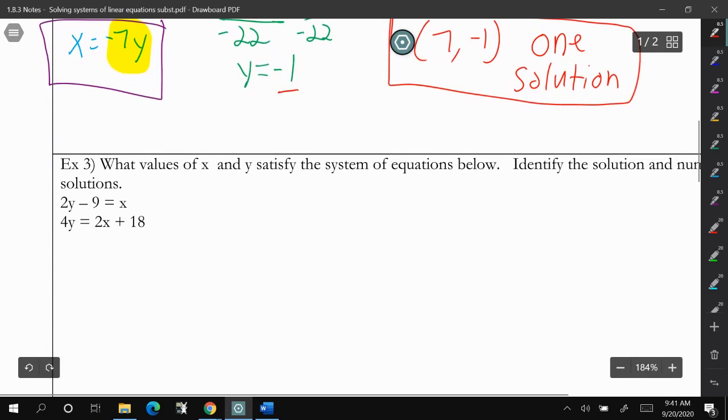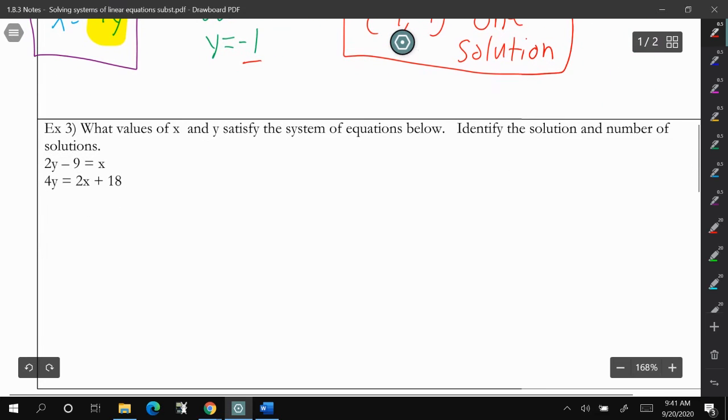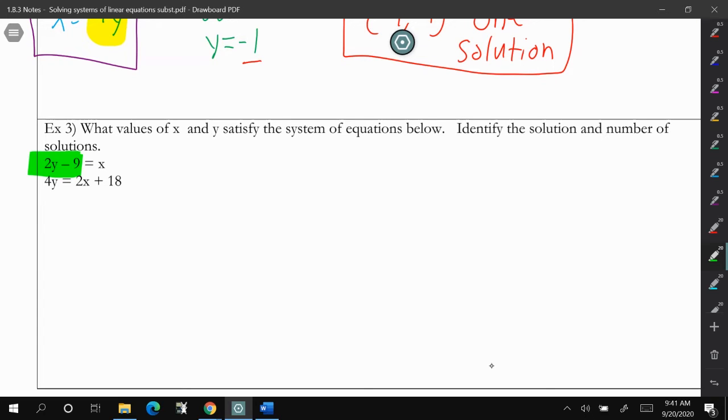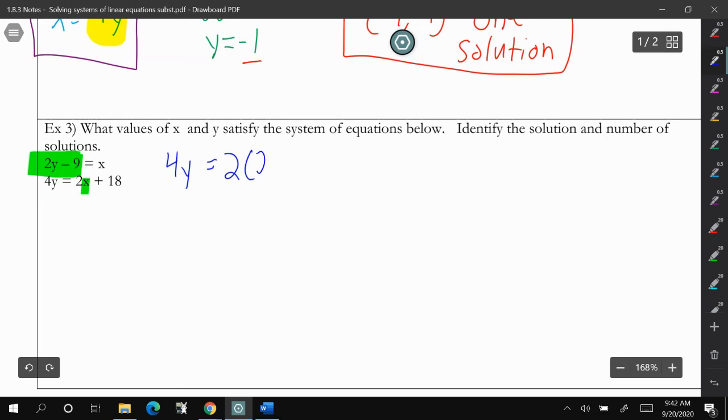In example 3, I notice that x is already by itself on the top equation. It's just on the right side. It doesn't really matter though. So x equals 2y minus 9. So now I can substitute that in for x in the second equation. So the second equation says 4y equals 2x plus 18, but instead of x, I'm going to write 2y minus 9.